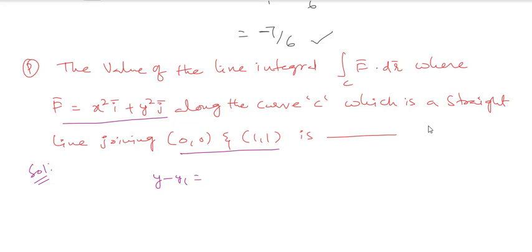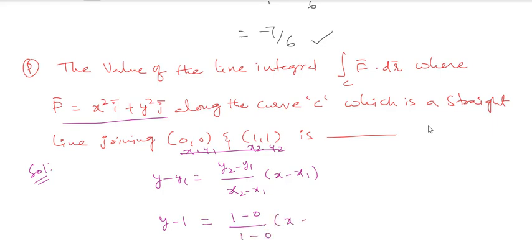y minus y1 is equal to (y2 minus y1) by (x2 minus x1) into (x minus x1). So just try to substitute this. This will be x1, y1, don't get confused. This will be x2, y2. So y2 minus y1, 1 minus 0, divided by x2 minus x1, 1 minus 0, into x minus x1, which will be 0. Am I correct or not?